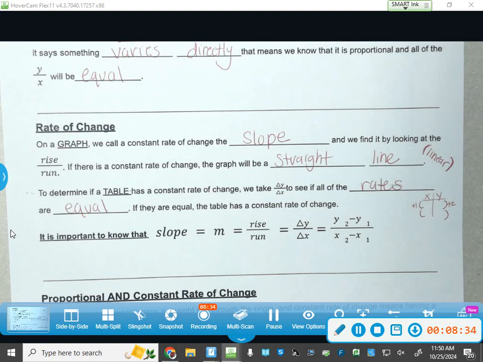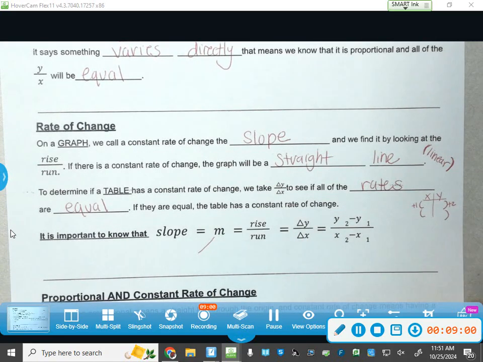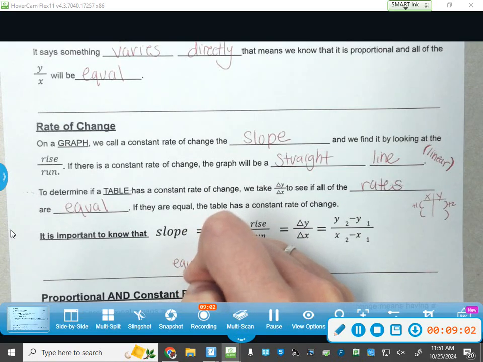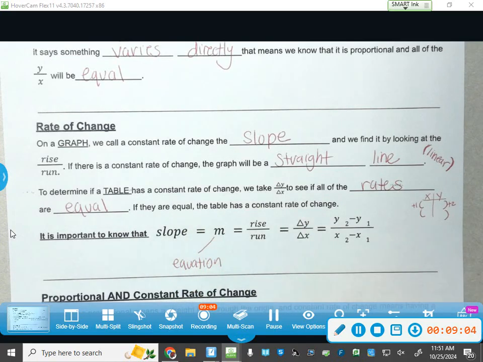Okay? It is also important to know that slope is the same thing as m, is the same thing as rise over run, is the same thing as change in y over change in x, is the same thing as y2 minus y1 over x2 minus x1. Those are all the same thing. It's just a matter of we tend to talk about each one when we're starting with a different type of problem. We tend to talk about m if it's an equation. That's why we haven't discussed it much yet.